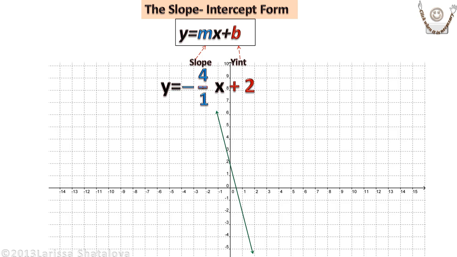Now, if you see a graph and the corresponding equation, you know what is what, because the y-intercept in this case is positive 2, and the slope is negative 4 over 1. Rise is -4 and run is +1.